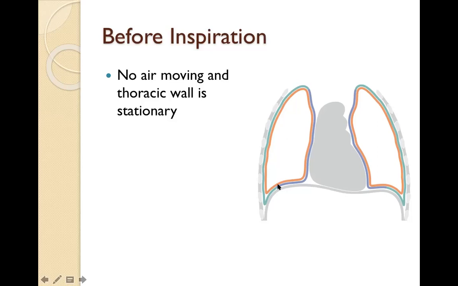So before inspiration happens, there's no air moving. So I want you to think about no air moving. And if there's no air movement, that means that there's no pressure gradient. That means that the pressure within the lung is exactly the same as the pressure in the external environment. So this doesn't really help us. We need to somehow create a pressure gradient so that air can rush into our lungs.